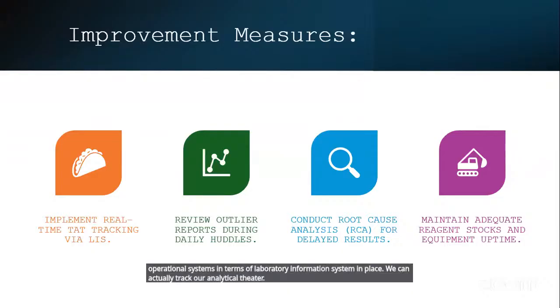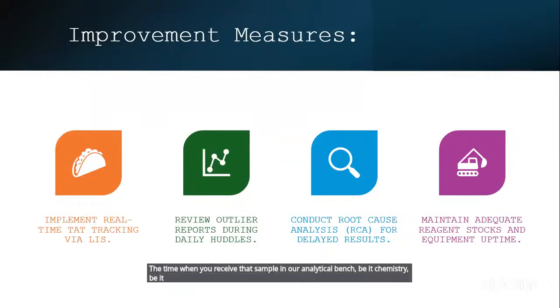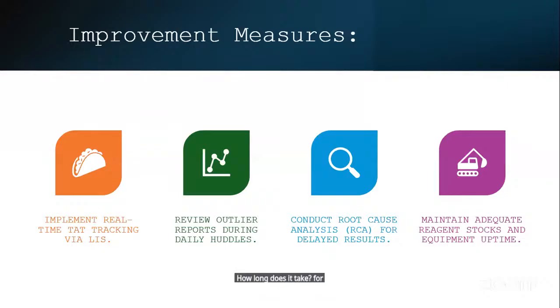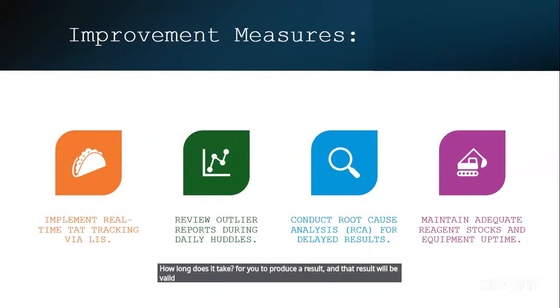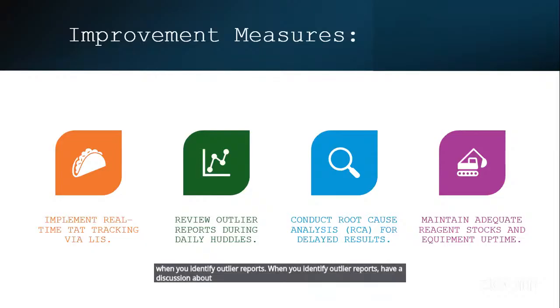The time when you received that sample in our analytical bench, be it chemistry or hematology, when you receive that sample, how long does it take for you to produce a result and for that result to be validated and released to the patient? That is the core business of our existence. So of course, once you have tracked your performance, when you identify outlier reports, have a discussion about these outliers. Why do we have these outliers? And outliers in this sense, we are saying, are turnaround times that have gone far beyond the expected TAT.